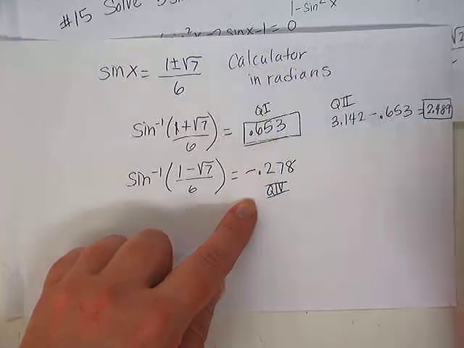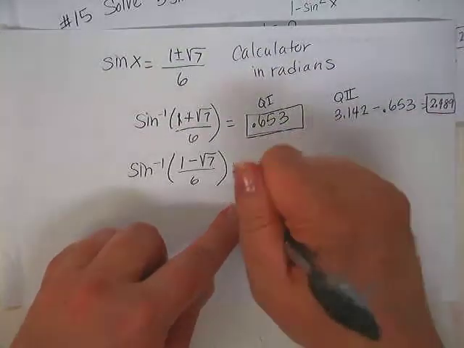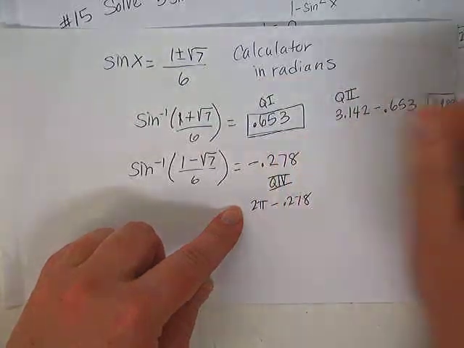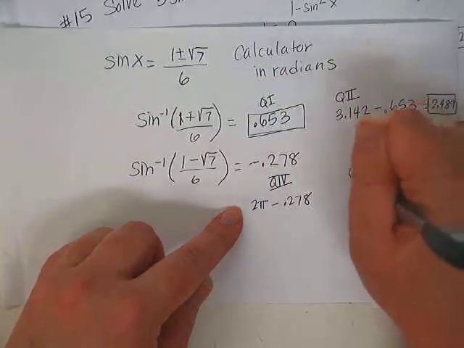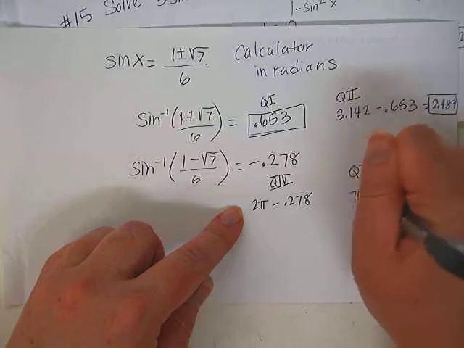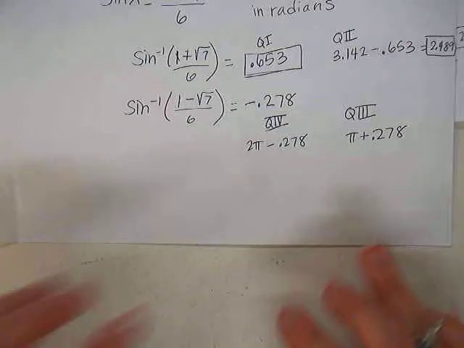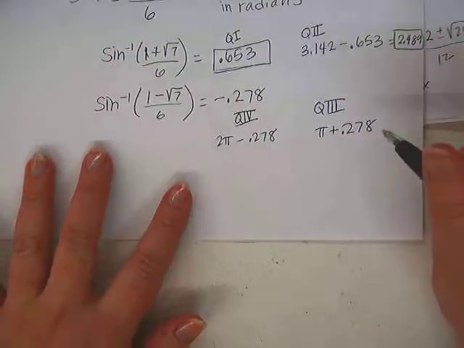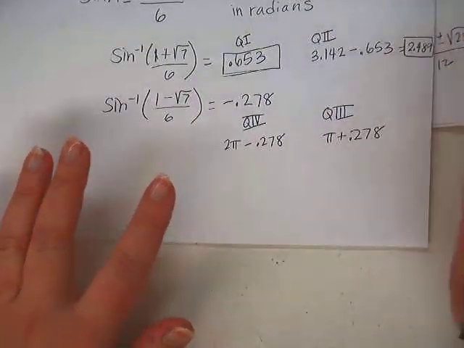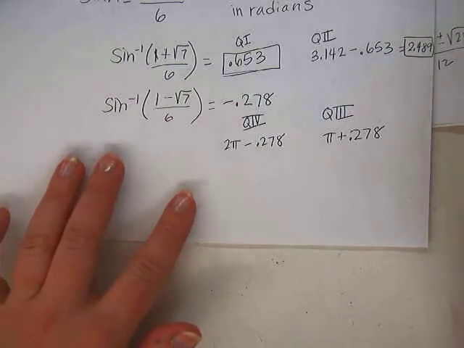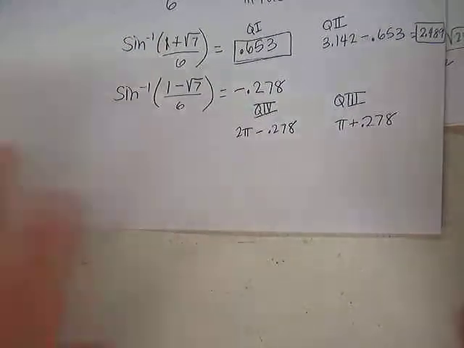So that's 2.489. Okay, now this one's trickier because this is quadrant 4, but it's not in the right interval for quadrant 4. So we have to do 2 pi minus 0.278 for quadrant 4. And then there's quadrant 3 where we're going to do pi plus 0.278 to find that answer. So you end up with 4 answers.